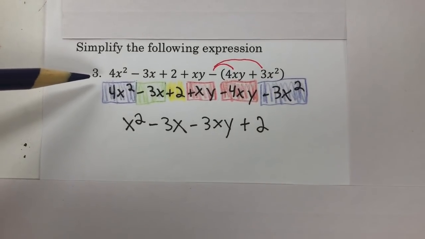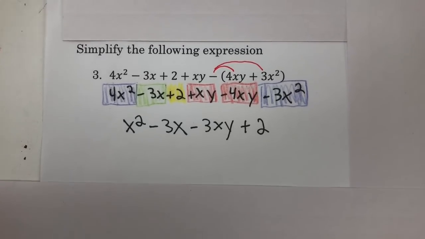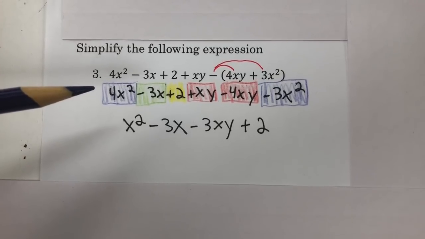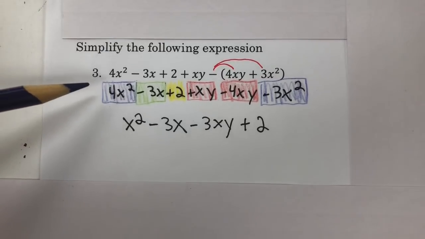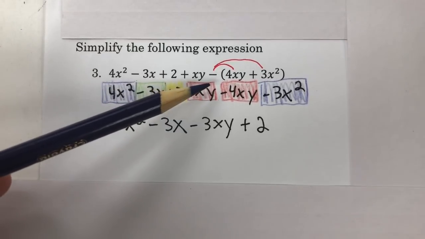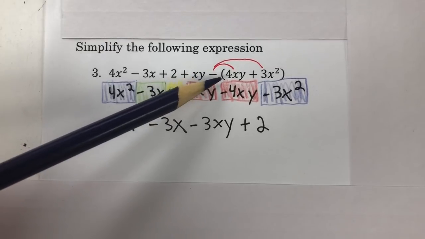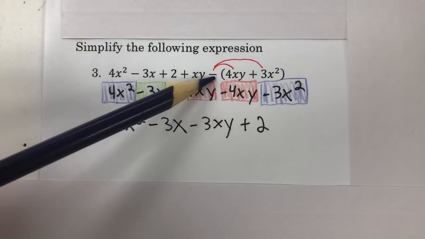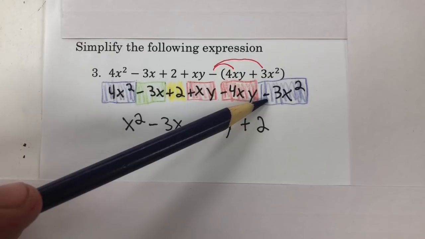Question 3. In question 3, we need to simplify the following expression. Before I combine like terms, I need to distribute this negative. So the opposite of a positive 4xy is a negative 4xy. The opposite of a positive 3x squared is a negative 3x squared.